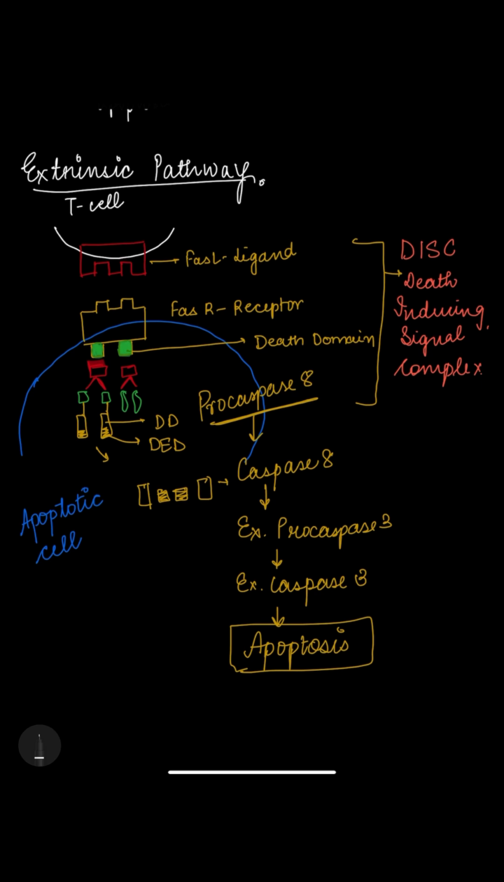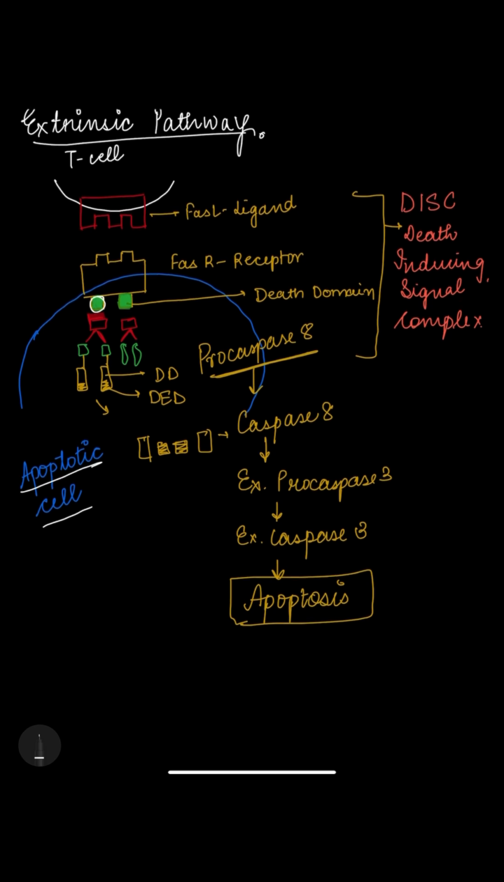Here we are considering a T cell which is going to mediate the process of apoptosis. This blue one is the apoptotic cell. The Fas L ligand is present on the T cell, which is the cytotoxic T cell. The ligand of the cytotoxic T cell binds with the Fas R receptor of the apoptotic cell, and the receptor also bears a death domain.